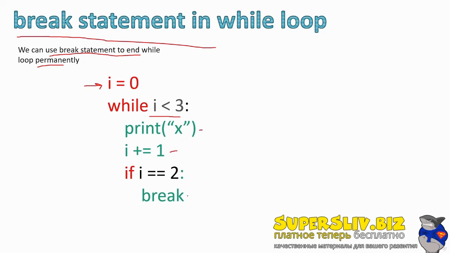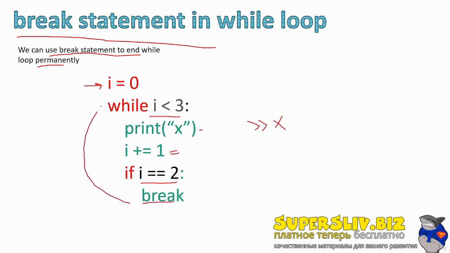Now let us see how this code is going to work. First I is equal to 0. So it is less than 3. So the condition is true. So it will run the contents of the while loop. First it will print x. Then it will add 1 to the I. Now I is equal to 1. But I is not equal to 2. It is still 1. So break statement will not work.